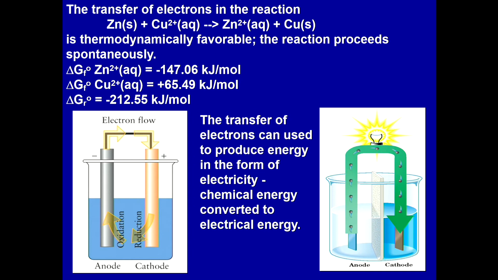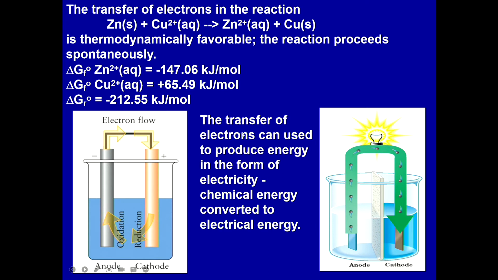So from left to right, we can calculate the free energy change of the reaction. Delta G of the reaction is minus 212.55. What does this mean? This means the reaction is spontaneous. It can happen by itself. We just put them together, and they will react by themselves.